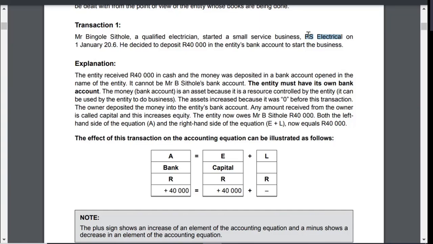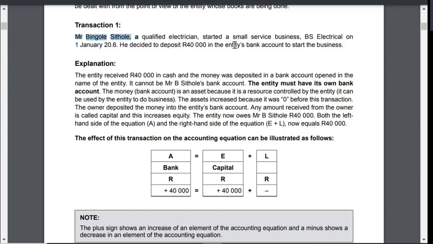So as you're sitting as the accountant of BS Electrical, you're looking at this at the end of the month of January. You'll be looking at a bank statement. So when you're looking at the bank statement, you're looking at money incoming into the bank statement. You're looking at 40,000. So at that 40,000, the reference there will be written there, Mr. Bingoli Sitole Capital. That is the reference on the bank statement.